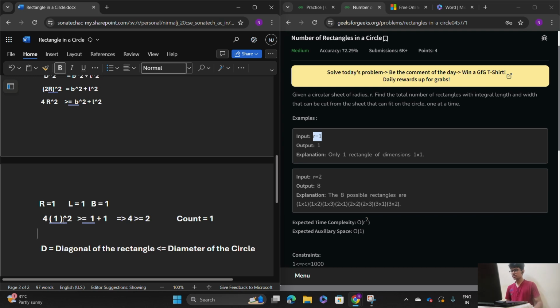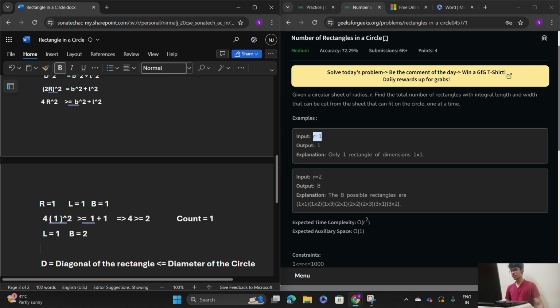After this, I'm going to move on to the next iteration. When I move to the next iteration, I'm going to change the value of L to 2. Let me keep it like this: the length can be 1 and let me keep the breadth as 2. There is no problem with that.